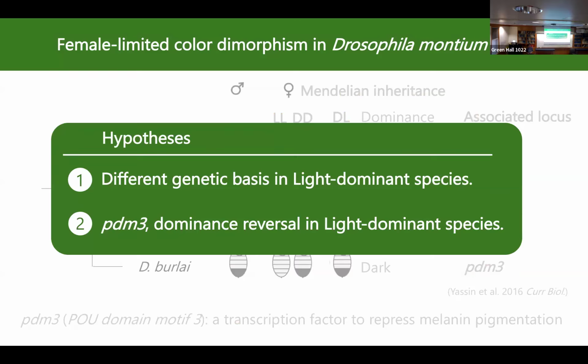There should be two hypotheses. Number one is that the light dominant species have a different genetic basis, meaning that a locus other than PDM3 is responsible. And hypothesis number two is that it's PDM3 and a dominance reversal is happening in the light dominant species.